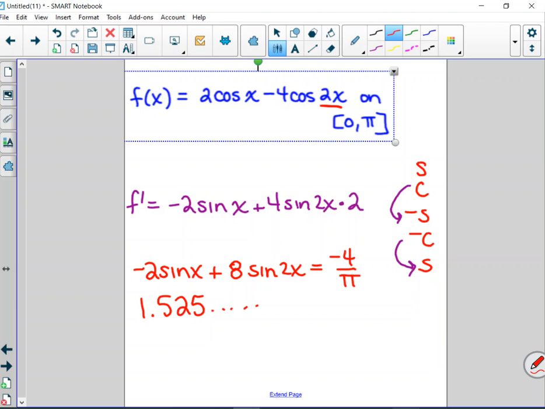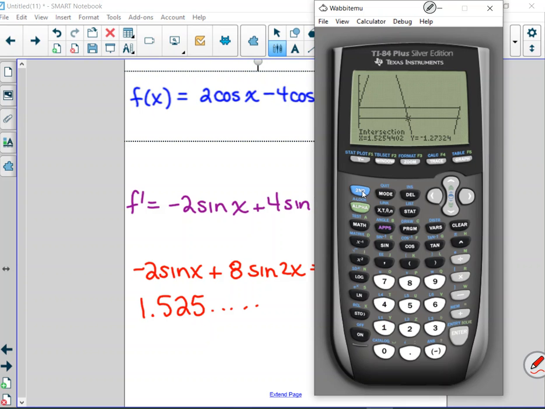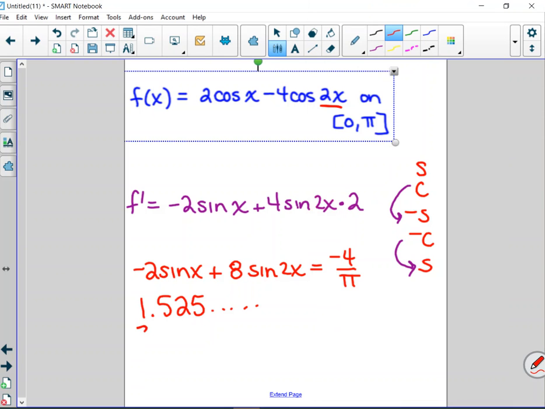Okay. And then I'm going to tell it to do it again. Intersection. I just got to move closer to this side, to where it crosses over here. .07. Yeah, it's E. It's going to have to be E.